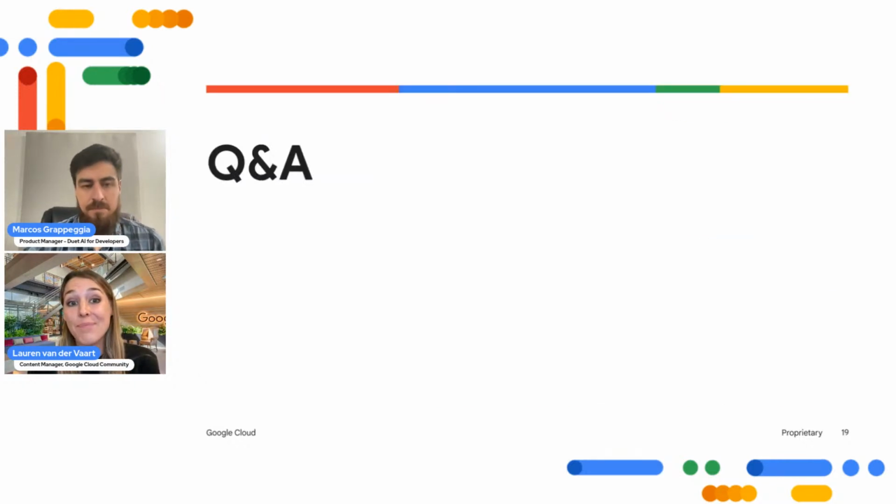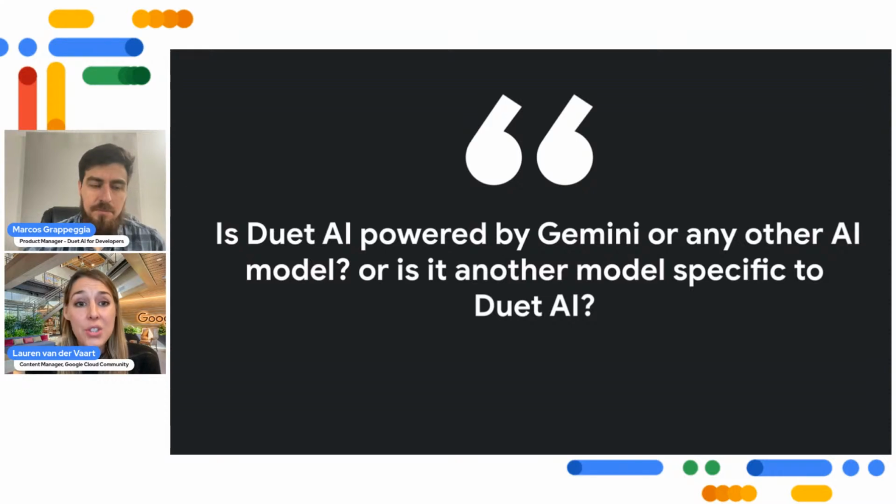Is Duet AI powered by Gemini or any other AI model, or is it another model specific to Duet AI? I think we covered this before, but to recap, Duet AI is powered by Codey-based models, which are themselves based on the PaLM 2 foundational model, and we're moving to Gemini over the next weeks.